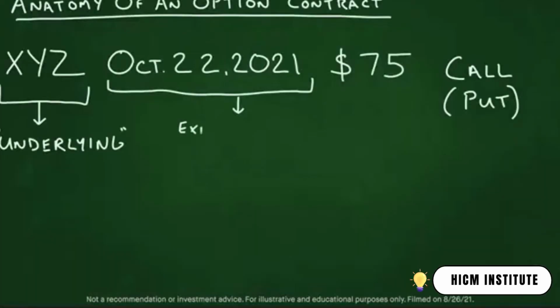What about this date, October 22nd, 2021? Well, this is the option's expiration date. And what's important about this date, it's the last day you can trade or exercise the option before it expires.